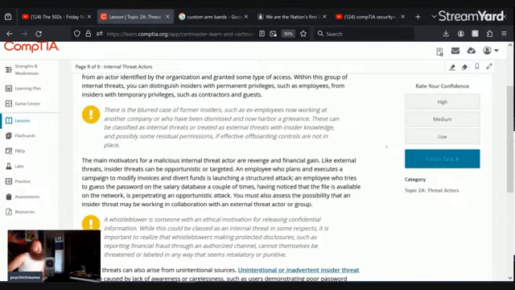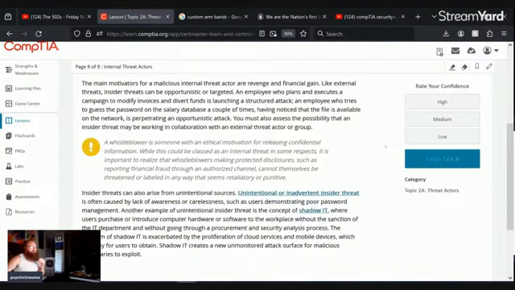A whistleblower is someone with an ethical motivation for releasing confidential information. While this could be classed as an internal threat in some respects, it is important to realize that whistleblowers making protected disclosures, such as reporting financial fraud through an unauthorized channel, cannot themselves be threatened or labeled in any way that seems retaliatory or punitive.